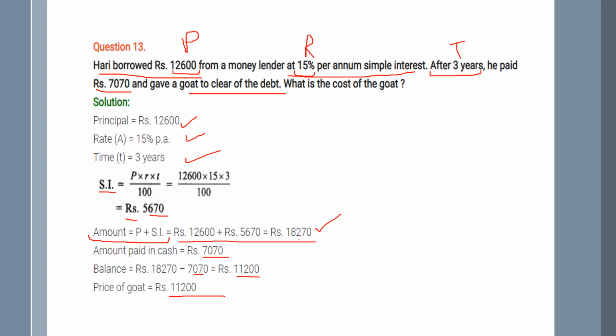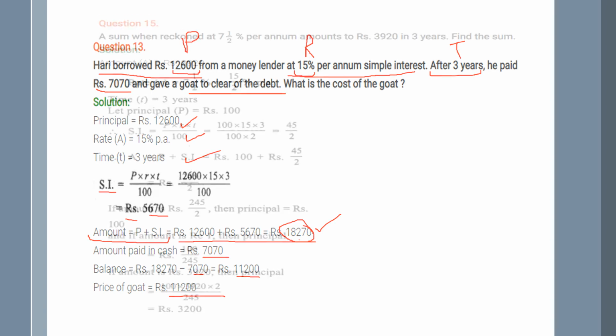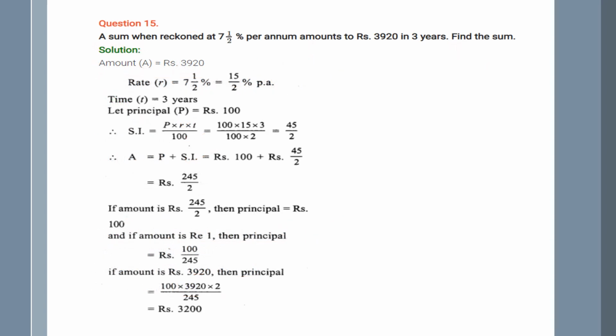First of all, you have to find the value of amount. Then from amount, 18,270 Hari has to pay. But instead of paying the whole amount, he said, take my goat of rupees 7070. So you have to deduct 7070 from the total amount. This is the total amount. Clear? Too simple.